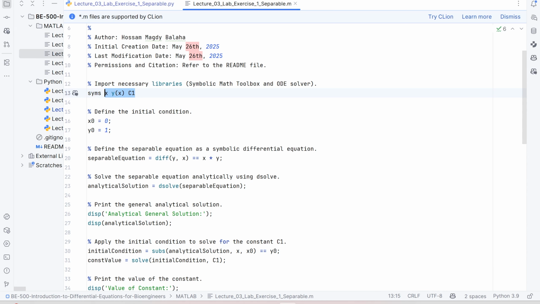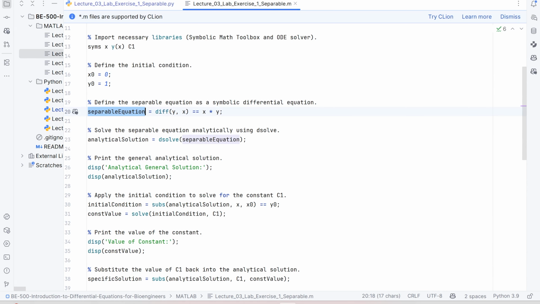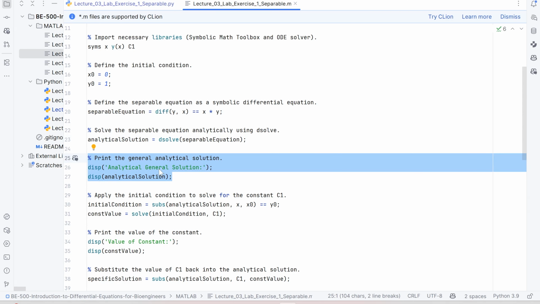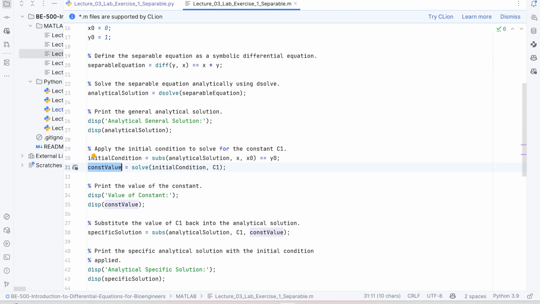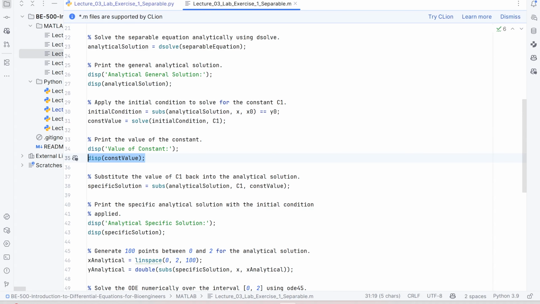Define the symbols using syms, define the initial condition, define the separable equation dy by dx equal to x multiplied by y. Use the function dsolve to solve this equation. Now we have the general equation. Substitute by x of x naught equals y naught. This will get the initial condition. Use the initial condition with the constant C1 to get the value of it using the solve function. We have the constant value.